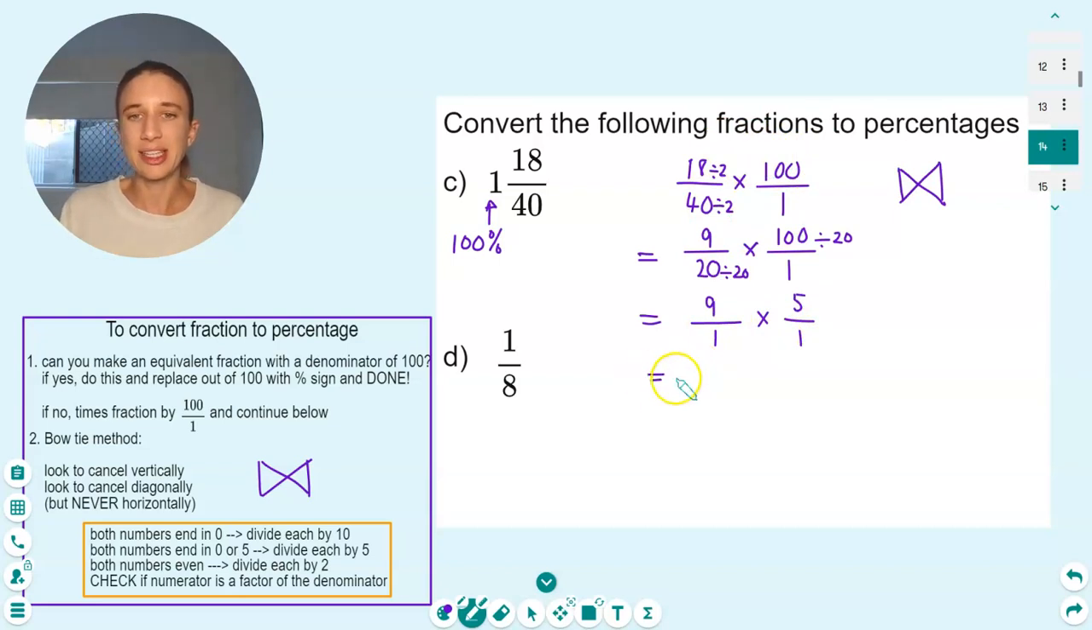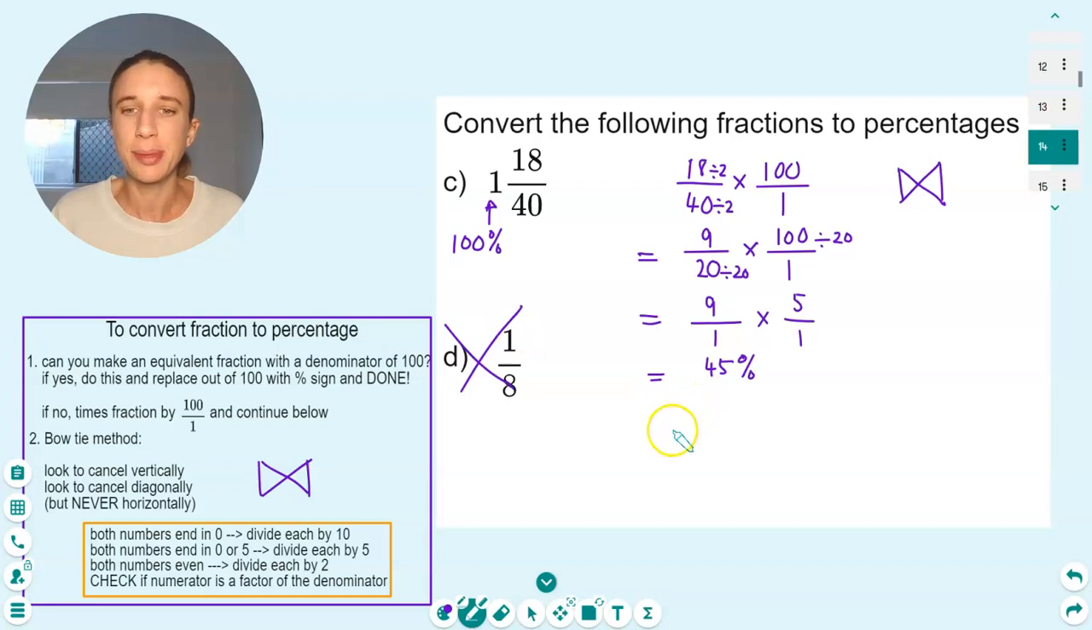We're nearly at an answer, okay? So now we just see numerator times numerator. 9 times 5 is 45. Denominator times denominator. 1 times 1 is 1. 45%. If we're timesing something by 100, that's getting it into percent form. Now, that might seem a bit weird. Okay, but remember, we had not just 18 over 40, we had 1 and 18 over 40. So let's just ignore this question for now. We'll do this on the next page.